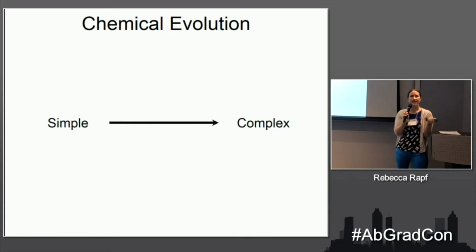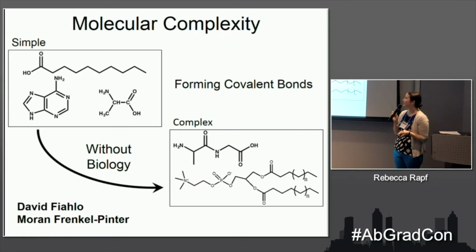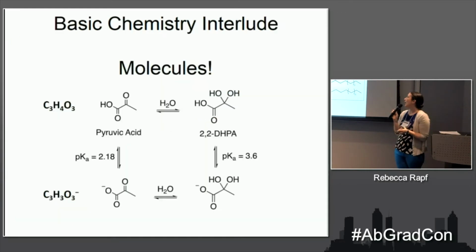And as Saeed showed yesterday, when we're thinking about simple to complex, that's the main trajectory we're thinking of with chemical evolution. And there are a couple of ways of thinking about complexity. People use different terms, but when I think about it, I think of molecular complexity as how we go from simple molecules to more complex molecules, and in particular, how we do that without biology. And so we're going to be hearing about that from both David and Moran.